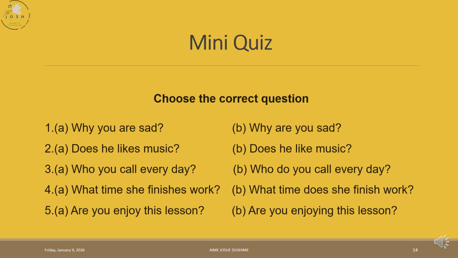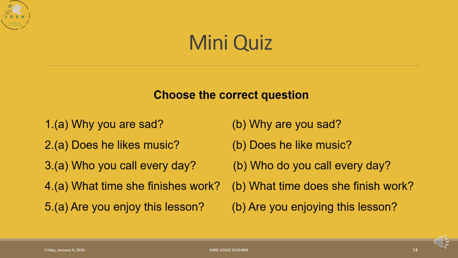This is the last quiz as we end the session of today. Choose the correct question. We have categories A and B. For each question, choose if it is A or B. Which one is correct? Why you are sad, or why are you sad? Does he like music, or does he likes music? Who you call every day, or who do you call every day? What time she finishes work, or what time does she finish work? Are you enjoying this lesson?